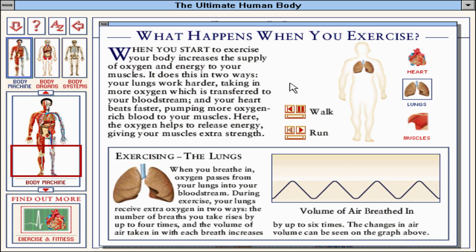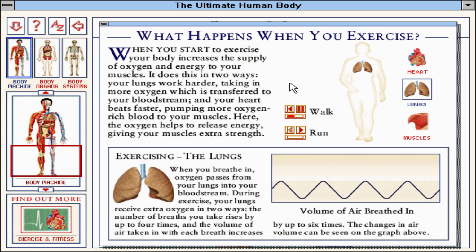As you walk, your breathing rate is constant at around 20 breaths a minute. This rate can be displayed on a graph if you breathe into a machine called a spirometer that measures the volume of air breathed in and out. Each peak on the graph represents a breath in, and each trough a breath out.